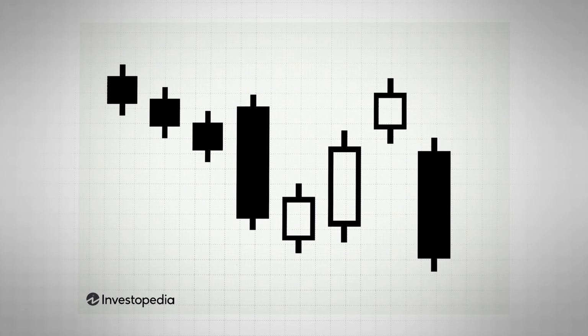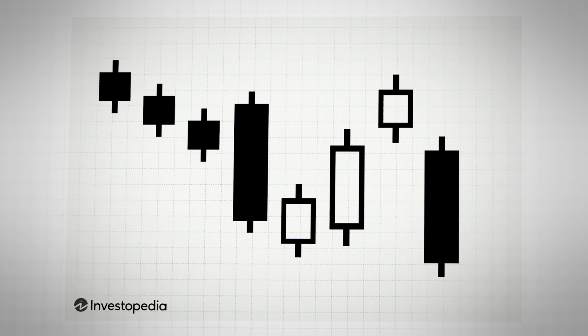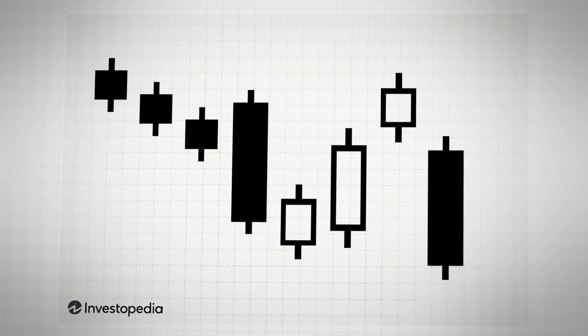As for the falling 3 methods, it consists of a red candle with a large body, followed by 3 green candles with medium-sized bodies, and then a red candle with an equally large body. You'll recall that this is the battle between the bulls and the bears. In this case, however, the bears win.